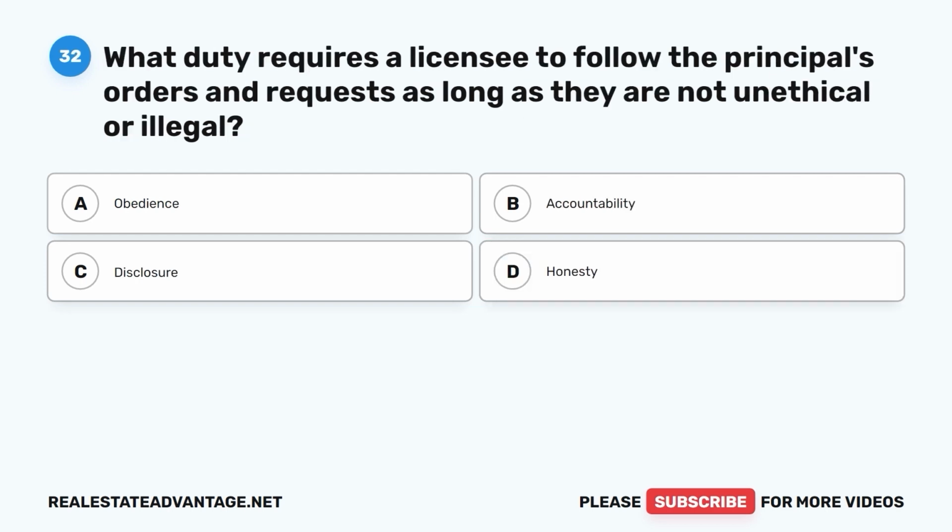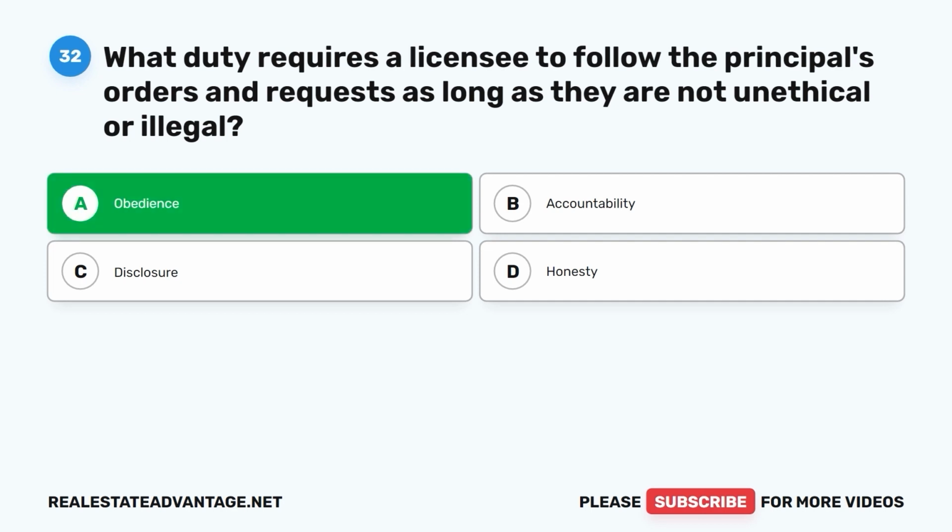Question 32. What duty requires a licensee to follow the principal's orders and requests as long as they are not unethical or illegal? A. Obedience. B. Accountability. C. Disclosure. D. Honesty. The correct answer is A. Obedience.